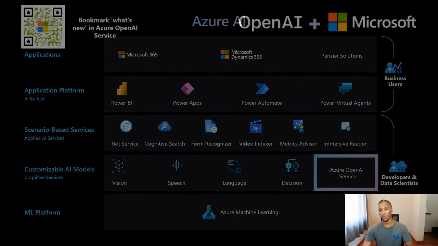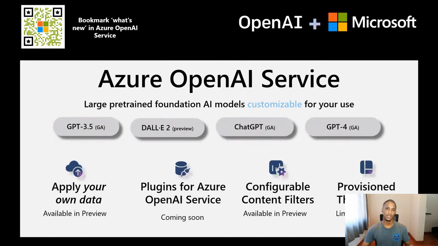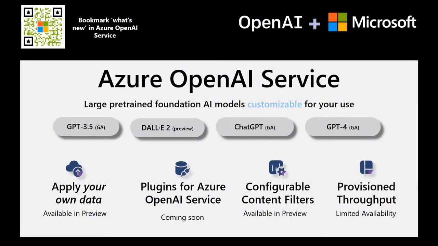So what is the Azure OpenAI service, and what are the different models that are in the Azure OpenAI service? Before we dive deep into what the Azure OpenAI service offers, this slide gives you an overview of the main models that are available with the Azure OpenAI service, which Rory probably touched on earlier. So you have GPT 3.5 and GPT 4, which is now in general availability for text generation. You have ChatGPT, which is the most famous one, for conversational scenarios, and you have DALL-E for image generation.